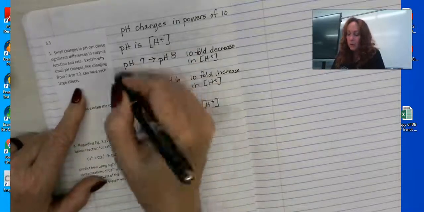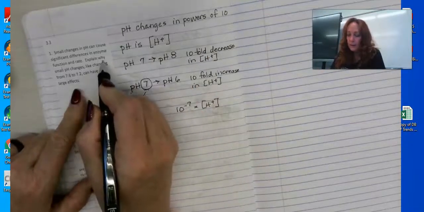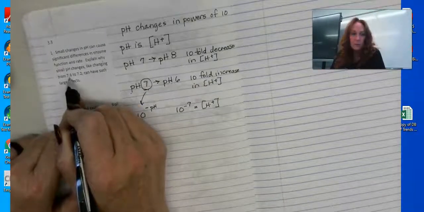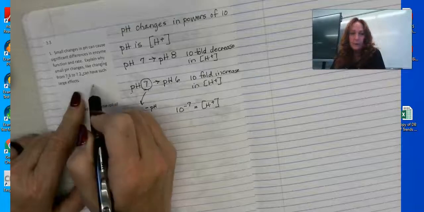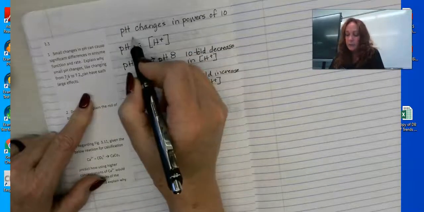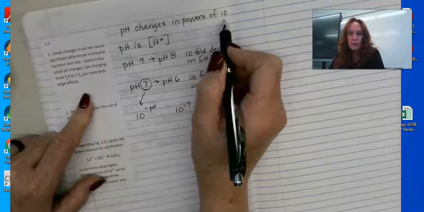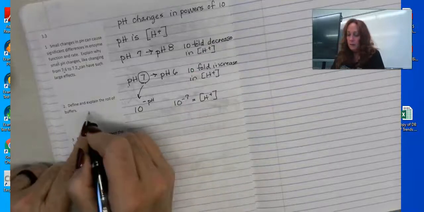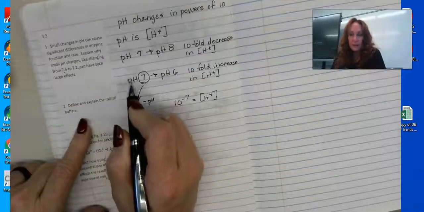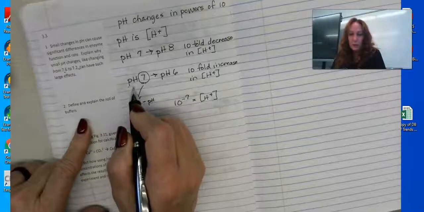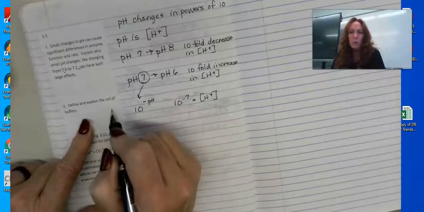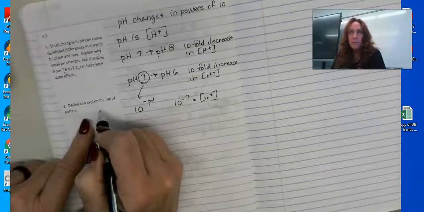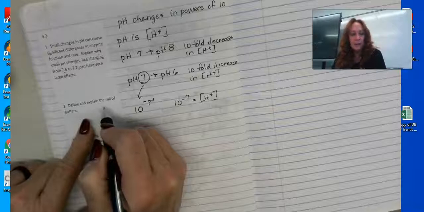Because that question's really not about the math of it. It says explain why small pH changes, like just going from 7.6 to 7.2, can have such large effects. And the answer really is because pH changes are in powers of 10. And so they're exponentially different changes. Okay, so because of that, and because systems are so tightly regulated, what do you do when you're in an environment that's not going to be conducive to keeping your pH the same?